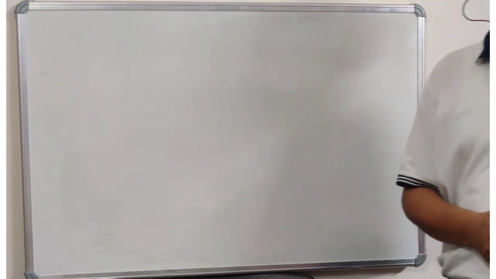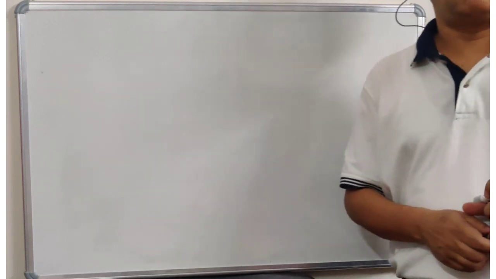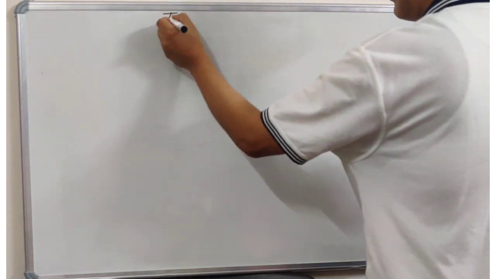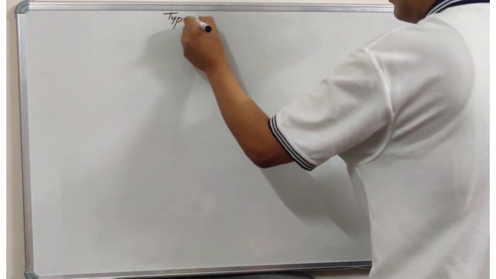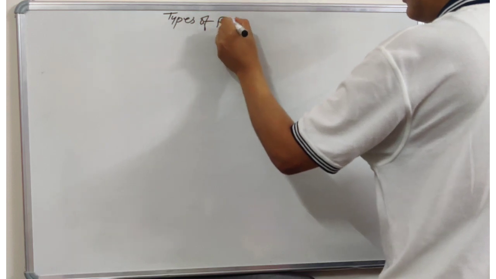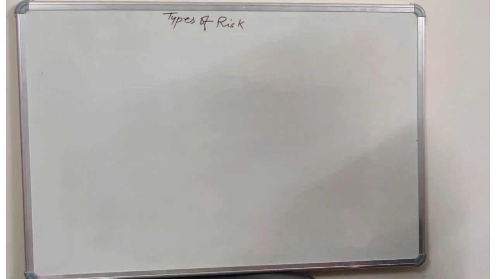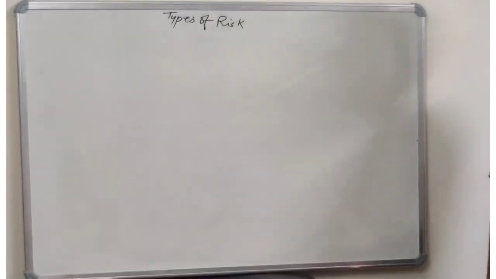So last time we discussed risk and reward, the building block of risk management. Today we will discuss the types of risk: how many types of risk there are, and a little bit of their theoretical definitions.